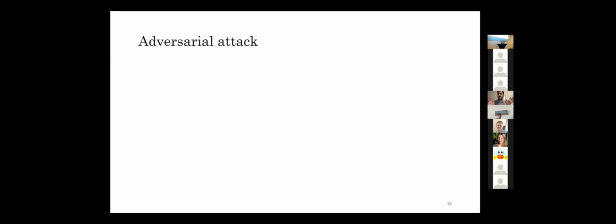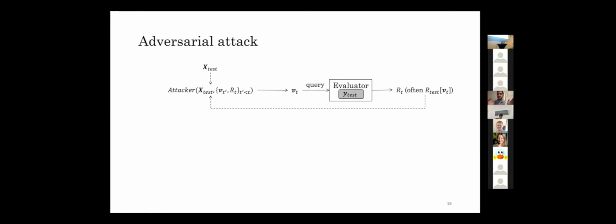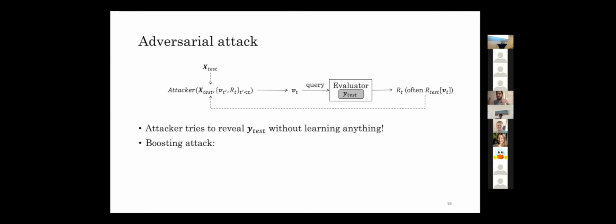Adversarial attack is basically this adaptive algorithm I just explained. The adversarial attacker just queries the evaluator with many queries v_t and observes the feedback and tries to reveal this y test. But the difference of the adversarial attack to the adaptive algorithm I just explained is that the adversarial attacker does not try to learn anything. It just has access to the features of the test data. So the aim is only revealing the test part of the data without learning anything. And the robustness to adversarial attack is a good sign, actually, a good measure.